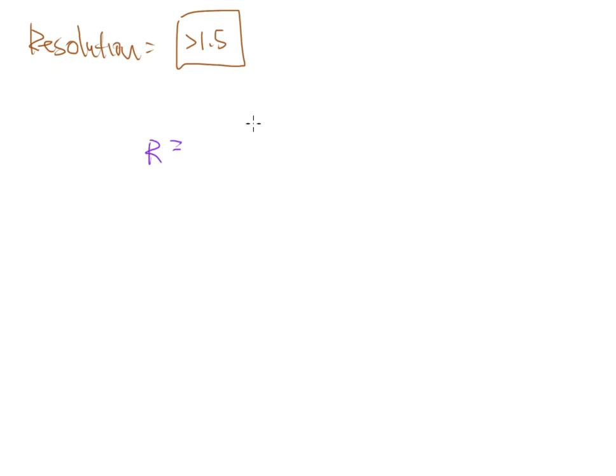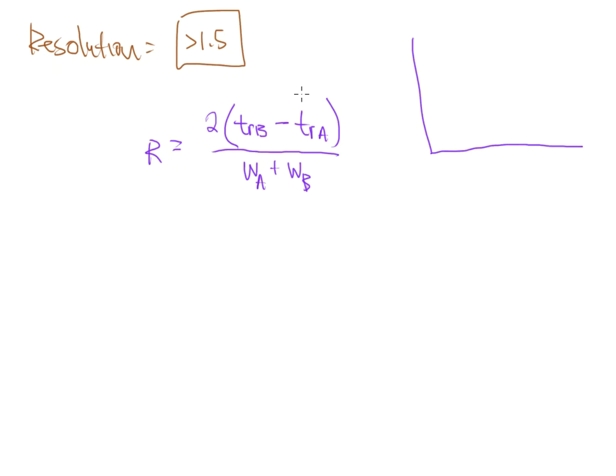So to calculate resolution, I'm basically going to take T sub R of B. So that's the retention time for one component, and then I'm going to subtract that from T sub R A, which is the retention time of the second component, and I'm going to take that difference and multiply by 2. And then on the bottom, we're going to take the width of A and the width of B, and we're going to add these two things together. All right, so when it concerns resolution, what do all these variables represent?